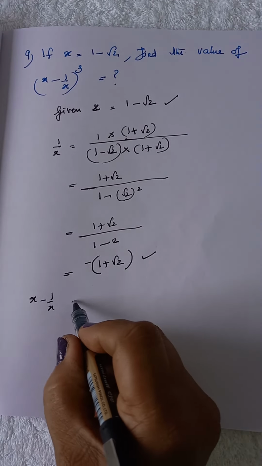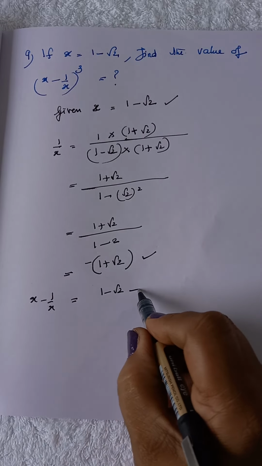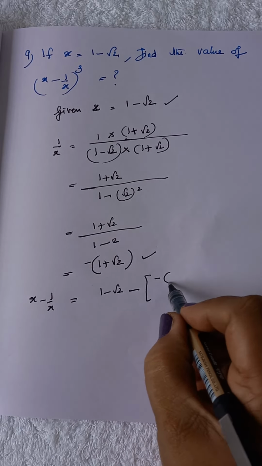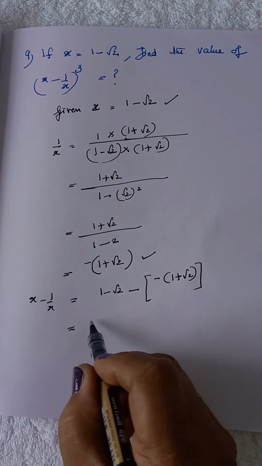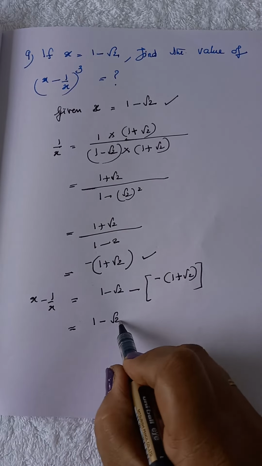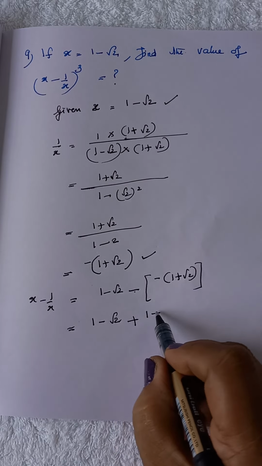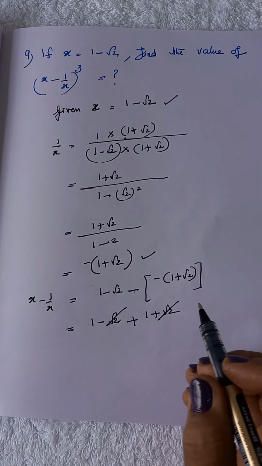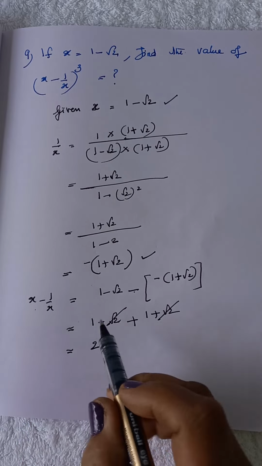So x minus 1 by x is equal to 1 minus root 2 minus, now what is 1 by x? Minus of 1 plus root 2. Now that is equal to 1 minus root 2, then this minus into minus will give you plus, then 1 plus root 2. Here this minus root 2 plus root 2 we can cancel. So that is equal to 2. So x minus 1 by x is 2.